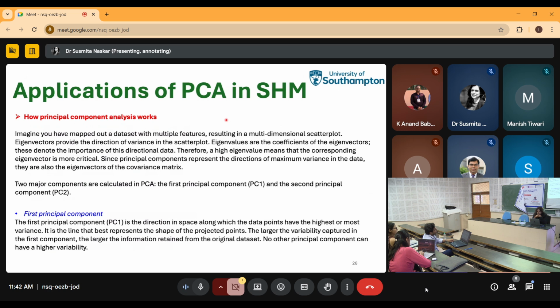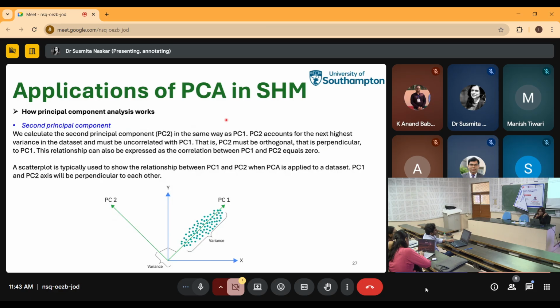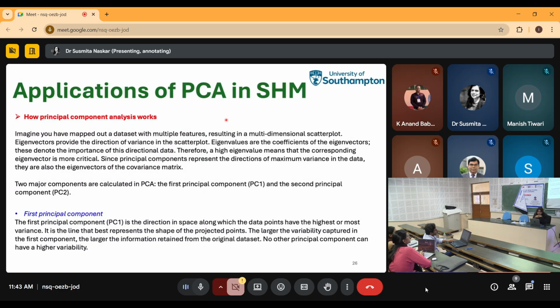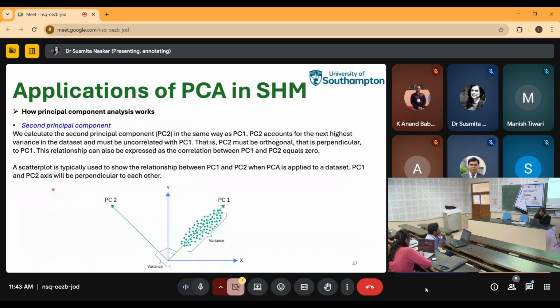And now if you try to look into how PCA works, imagine all features plotted in a multi-dimensional cloud of points. PCA finds the axis of the maximum spread of that cloud. So the amount of spread along each of the axes is the eigenvalue. Now first look into this particular figure here, okay, and then come back. There are mainly two components calculated in PCA: the first principal component, PC1, and the second principal component, PC2, okay, and we have tried to show that in this graph. We will come back to this graph.